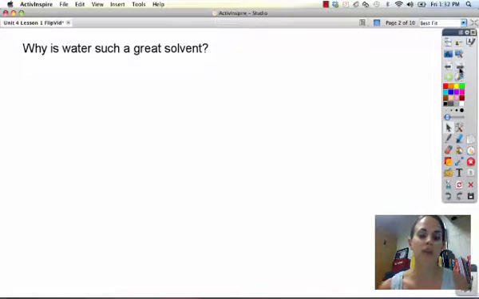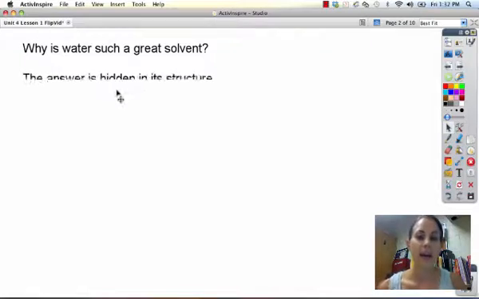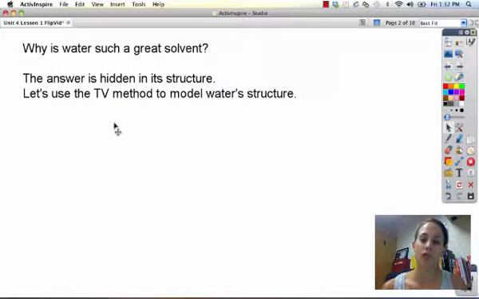So why is water such a great solvent? The answer is within its molecular structure. So let's go back and review a few things. Let's review how to draw Lewis structures using the TV method. First, what we're going to do is total up the number of valence electrons contributed by all the atoms in the molecule. Let's make a list of the atoms that are the elements that are present.